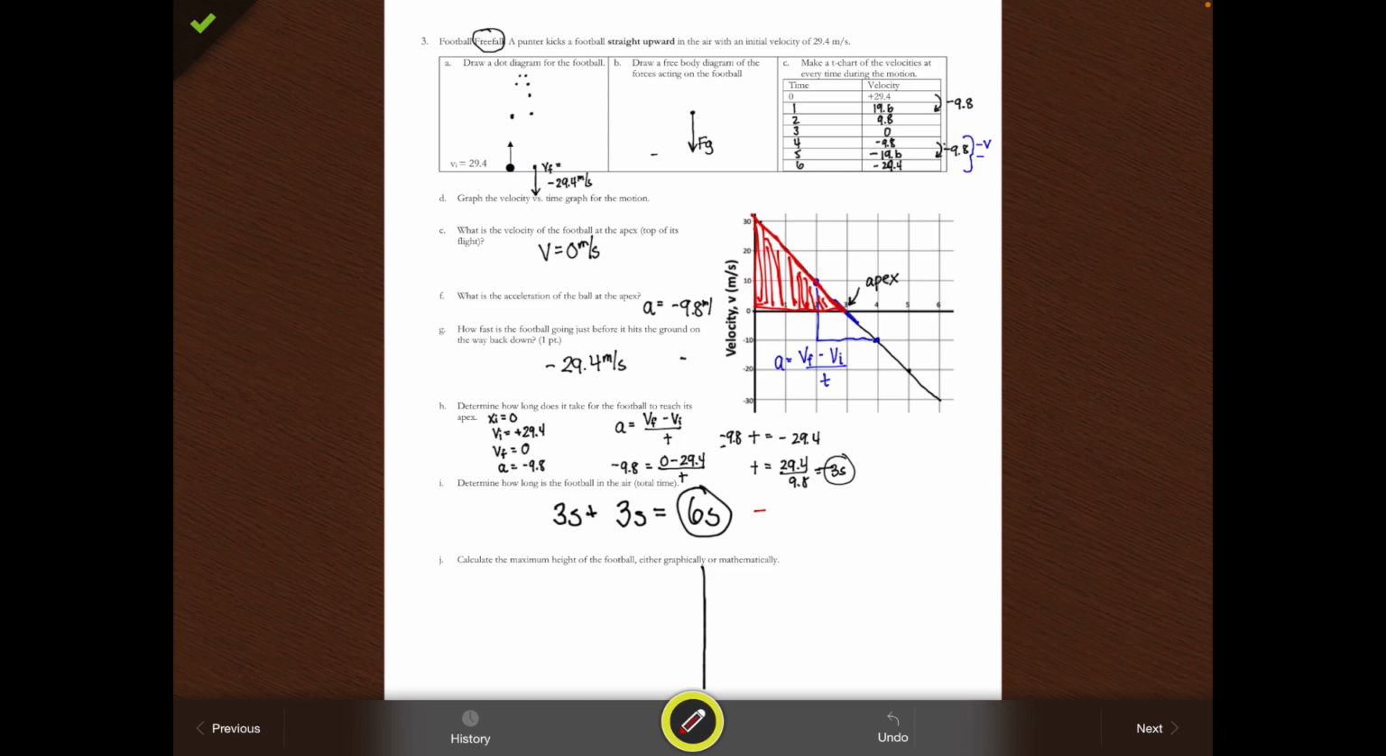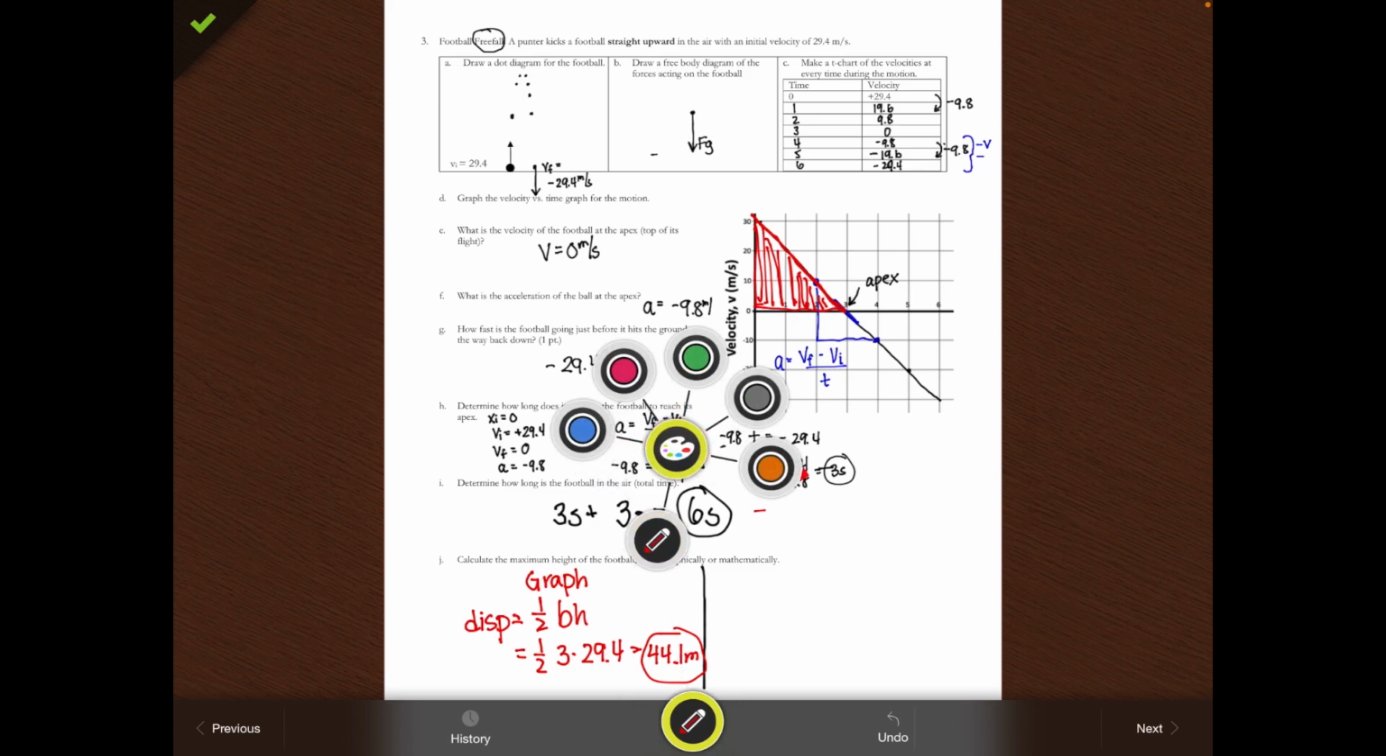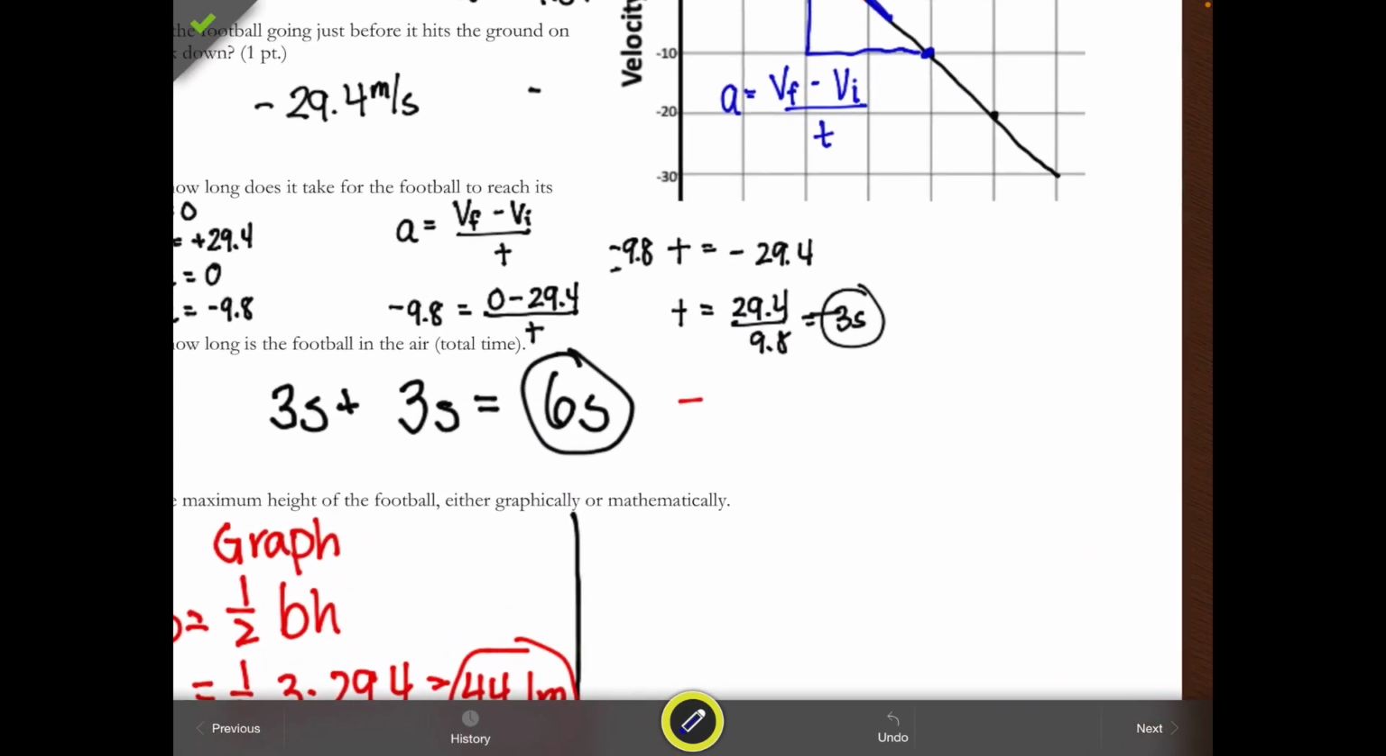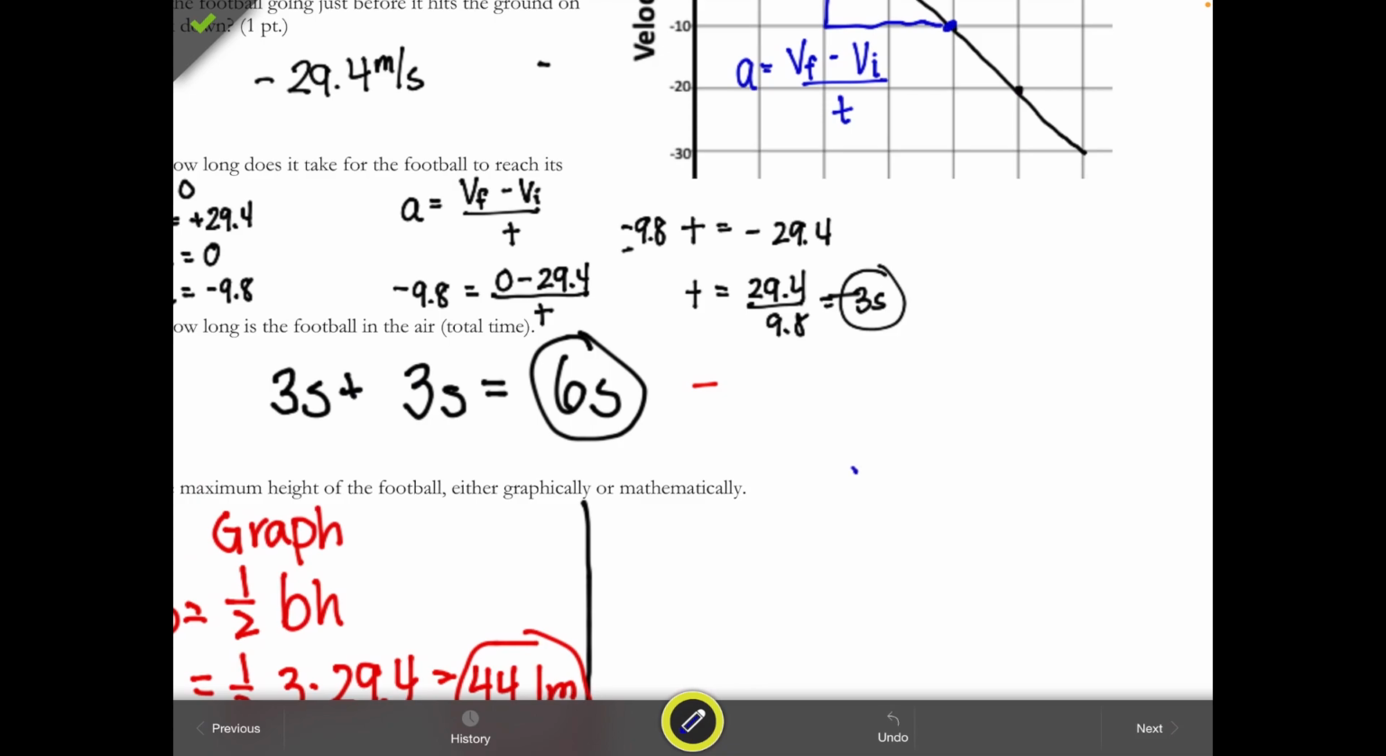So if I want to do this graphically, I'm going to use that the area under the curve is equal to anything measured in meters, so displacement, distance, height. In this case, it's height. I'm taking 1/2 of a base of 3 and a height of 29.4 meters per second. This gets a displacement of 44.1 meters. Now, if you'd like to do this mathematically, we can do that too. Totally up to you. Remember, mathematically, we're going to use kinematics.